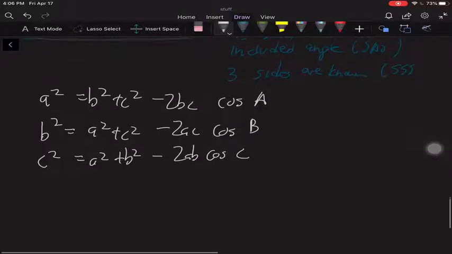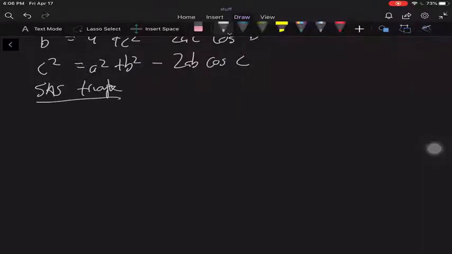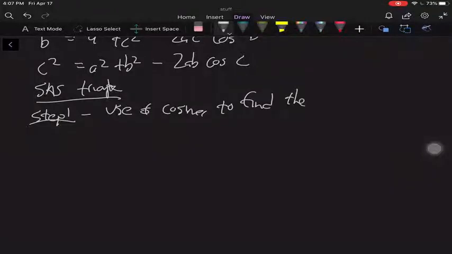So we can use these formulas in conjunction with the law of sines to solve an SAS triangle or an SSS triangle. So let's take a look at an SAS triangle. Step one, we're going to use the law of cosines to find the side opposite the given angle.